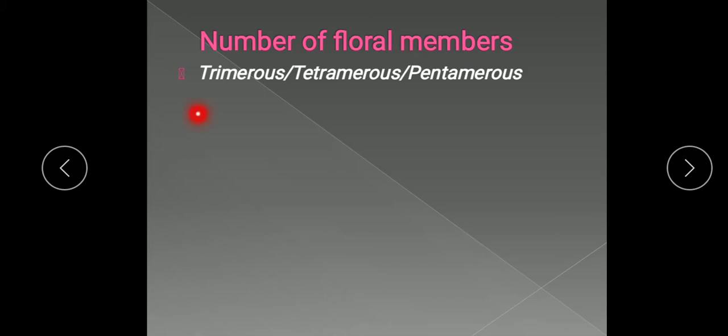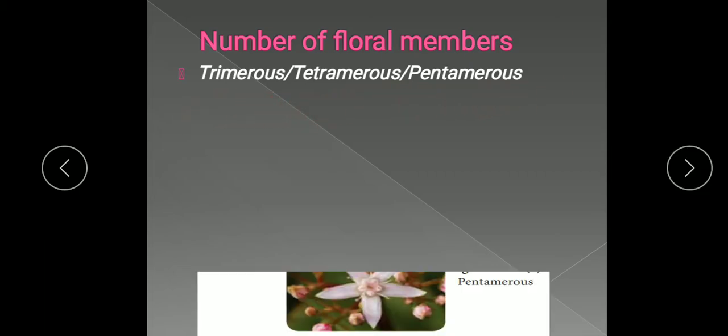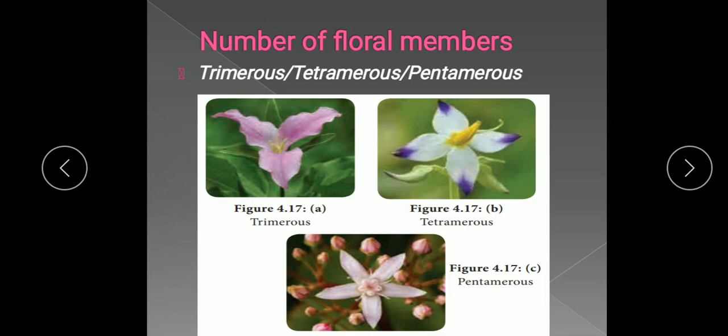Three conditions we are going to study: trimerous, tetramerous and pentamerous. Trimerous means the floral members are in threes or in multiples of three. For example, Allium, onion also, where each floral member shows three units, like three tepals, then the stamens as well, in multiples of three. Suppose it may be six there, so in multiples of three.